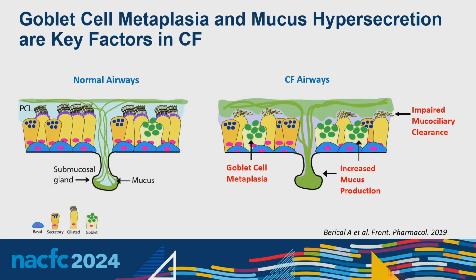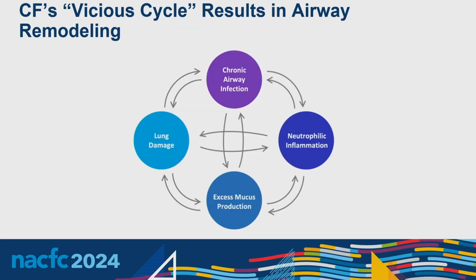In normal airways, the airway surface liquid is properly hydrated. However, in CF airways, goblet cell metaplasia occurs, and this increase of goblet cells results in mucus hypersecretion, where you have dehydrated airways that result in impaired mucociliary clearance and also increase inflammation, resulting in airway remodeling.